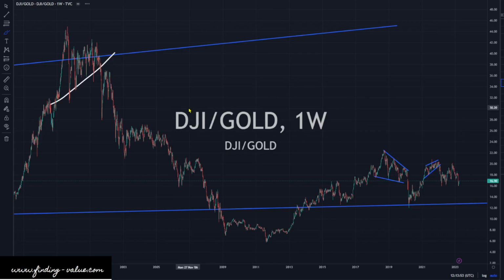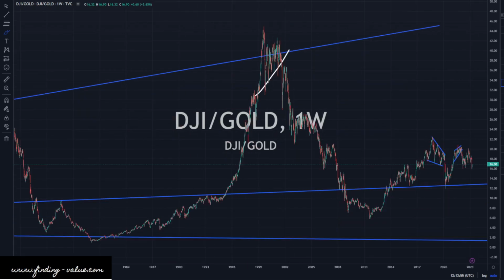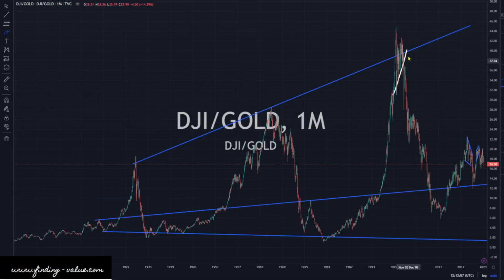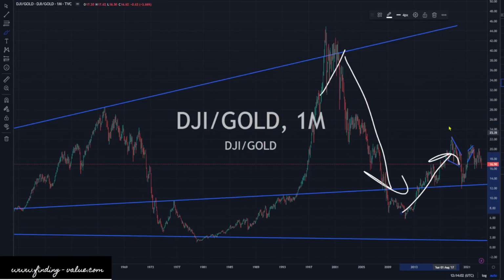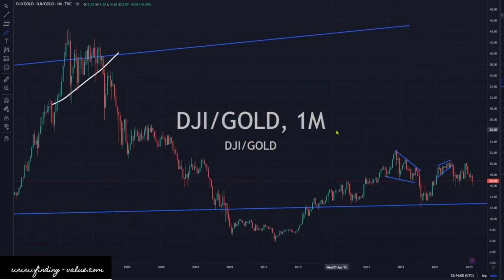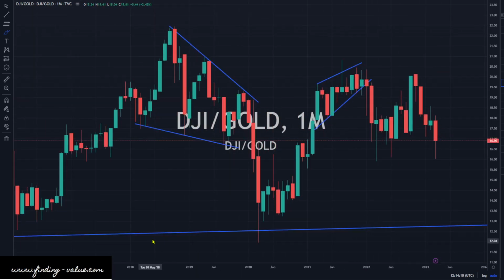Dow Jones Industrial Average versus gold. Big picture view, we are compressing. We had a little kind of move higher here. And then I think we're going to roll back over down to the downside, where gold is going to outperform the Dow Jones Industrial Average. This is what it looks like here recently.